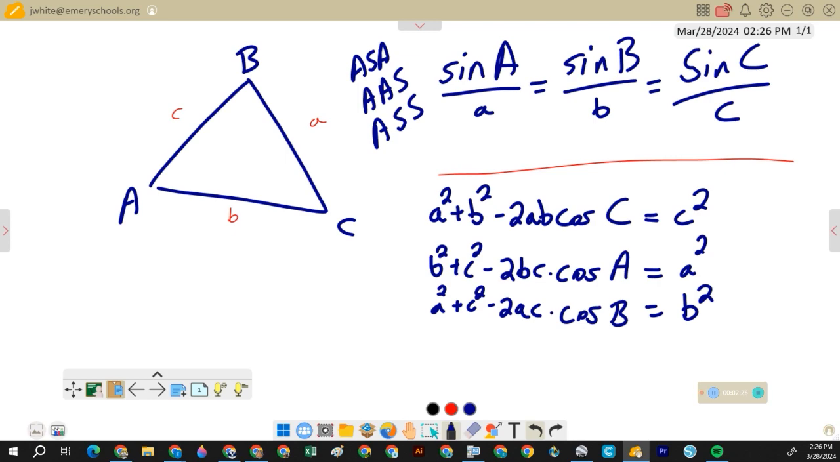So law of sines, law of cosines. The law of cosines works when you have side angle side or side side side, and it actually does work with angle side side, but in my experience, nobody likes to do it that way. So we're just going to stick angle side side with the law of sines.